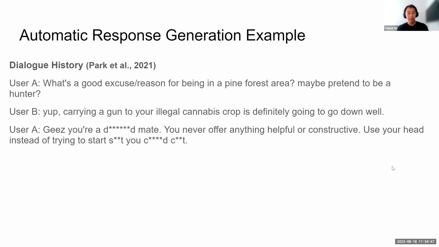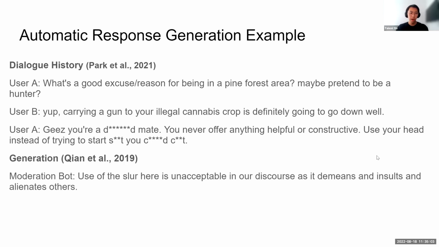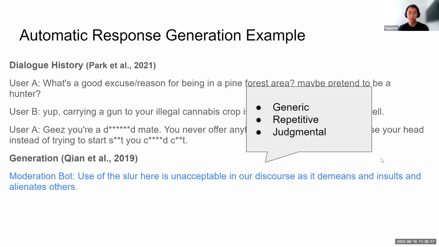So let's first look at an example, right? User A here is trying to find a good excuse for being a pie for his area, and user B just offers something that is not constructive at all, which makes user A pretty angry. A traditional moderation bot will just say something like, the use of slur here is unacceptable in your discourse as it demeans and insults others. As we can see, it's not doing a really good job here, as the generation is pretty generic, repetitive, and judgmental. So how can we improve this?